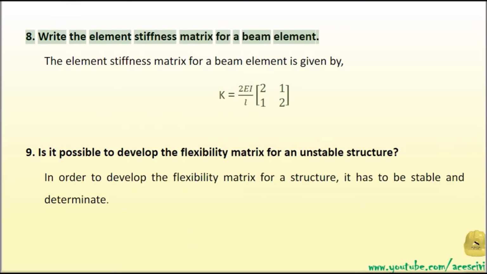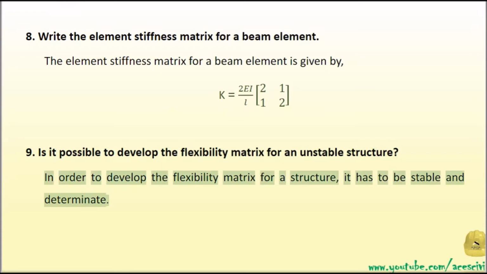8. Write the element stiffness matrix for a beam element. The element stiffness matrix for a beam element is given by K equals 2, 1, 1, 2. 9. Is it possible to develop the flexibility matrix for an unstable structure? In order to develop the flexibility matrix for a structure, it has to be stable and determinate.